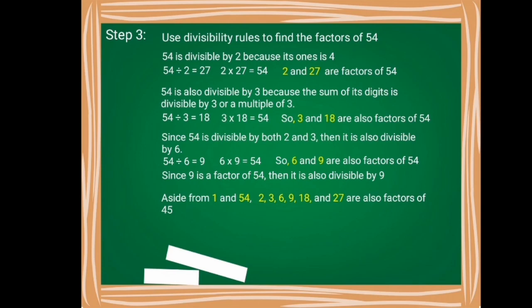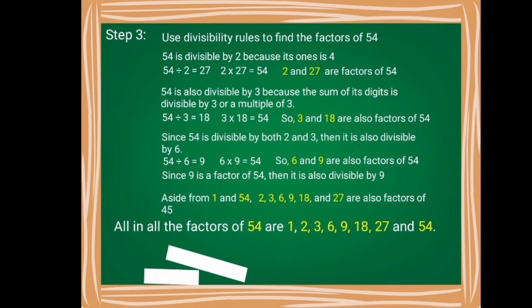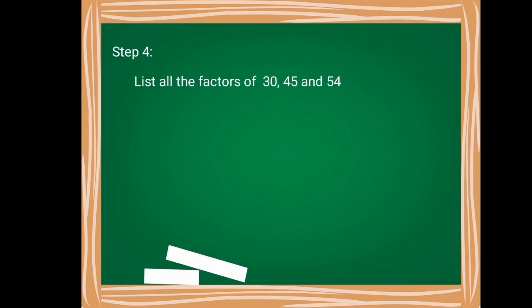So, aside from 1 and 54, 2, 3, 6, 9, 18, and 27 are also factors of 54. All in all, the factors of 54 are 1, 2, 3, 6, 9, 18, 27, and 54. Step 4. List all the factors of 30, 45, and 54. For 30, the factors that we got are 1, 2, 3, 5, 6, 10, 15, and 30.